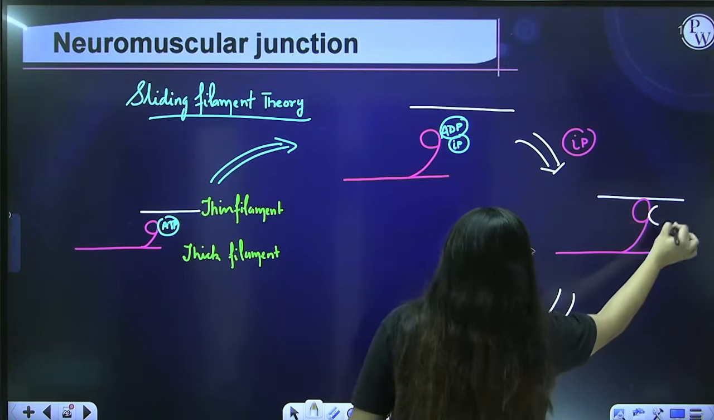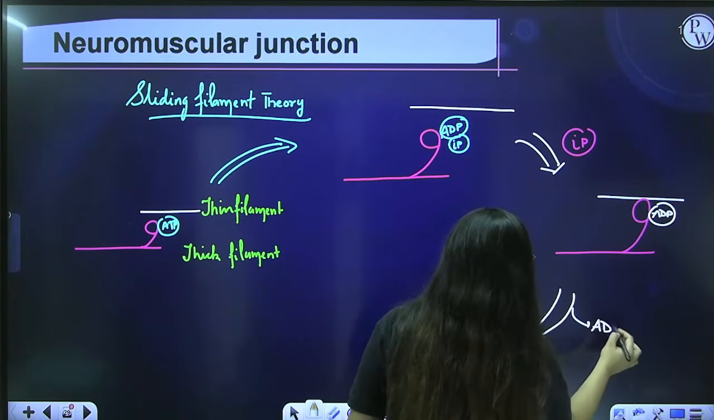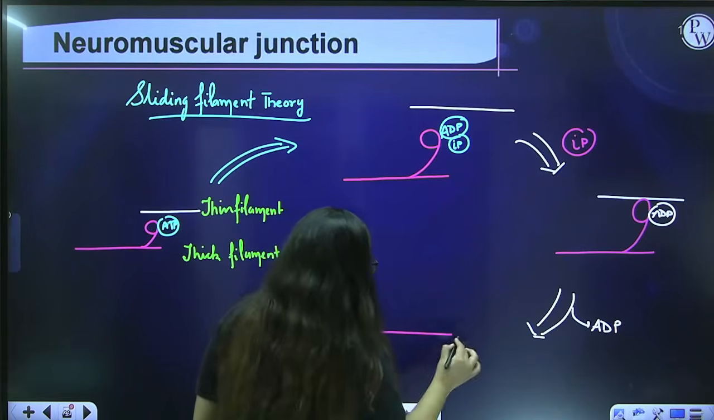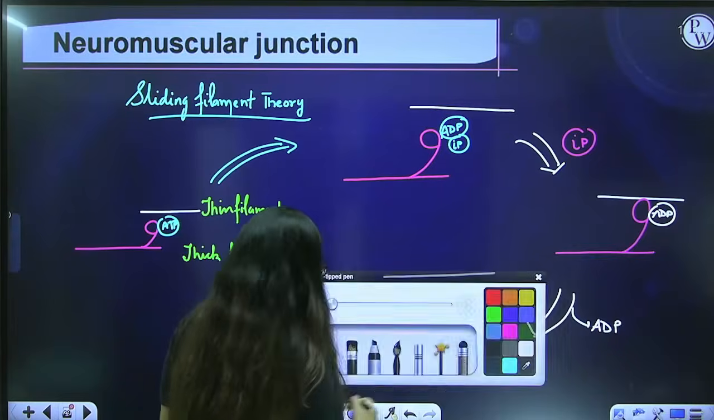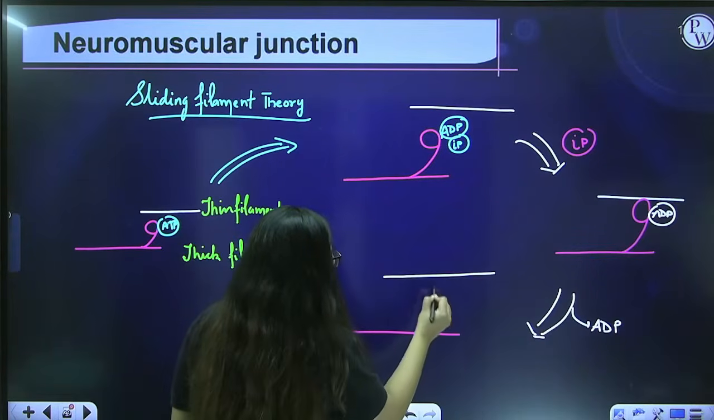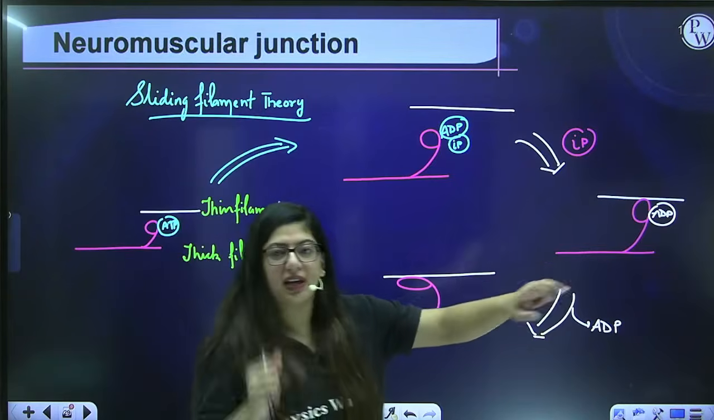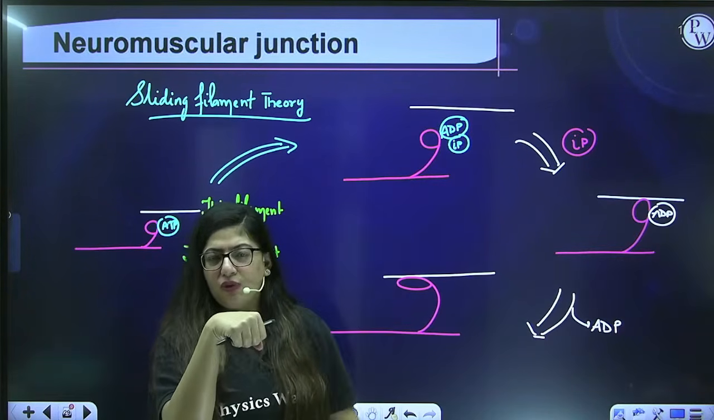Now ADP is already attached here, IP has been released. Now ADP will also release. So when ADP gets released, the conformation changes occur. What occurs? Conformation changes in the head. The head will change its position. As you can see, earlier the head was like that. Now when the ADP gets released, the head will move in this direction.